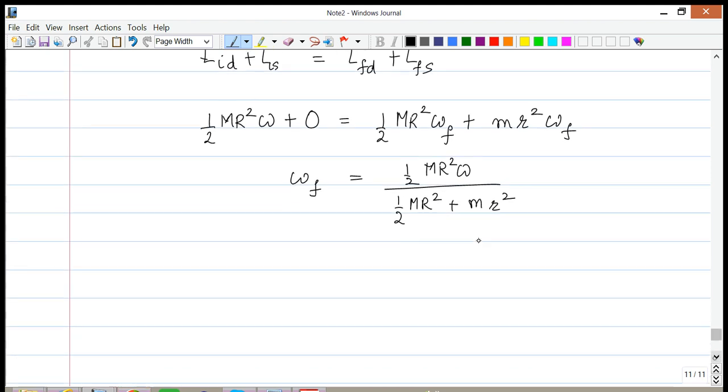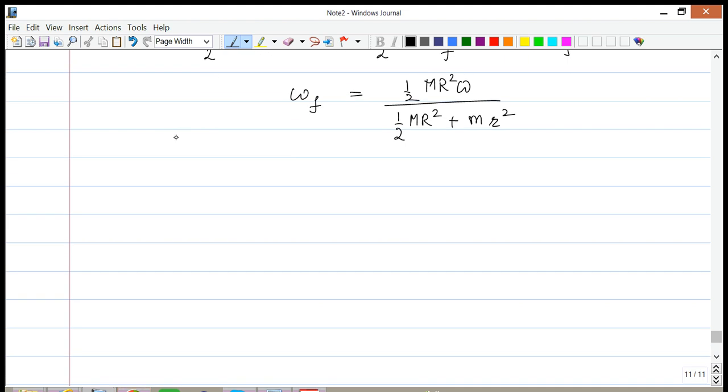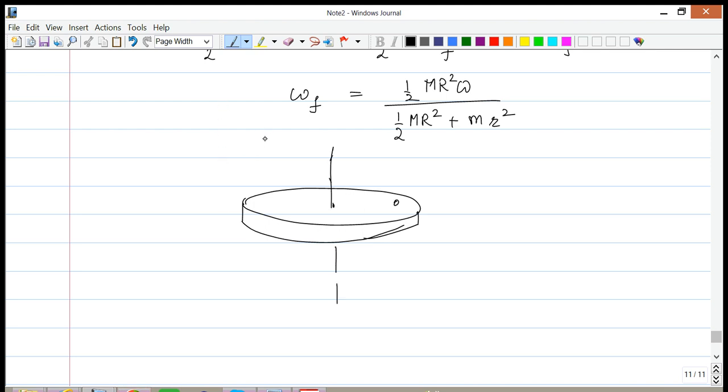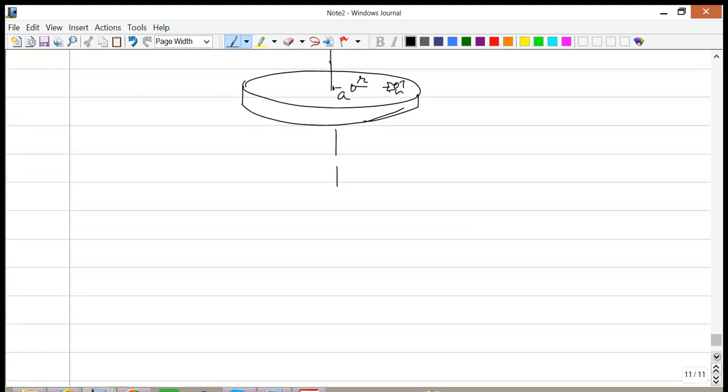We can ask another question now: what happens if the spider starts to crawl towards the center? We have the disk, and the spider that was lying at some distance r, and we can ask what happens as the spider starts to crawl towards the center. Let's say at some new distance, let's call this distance a, from the center. What happens to the angular velocity for the system?